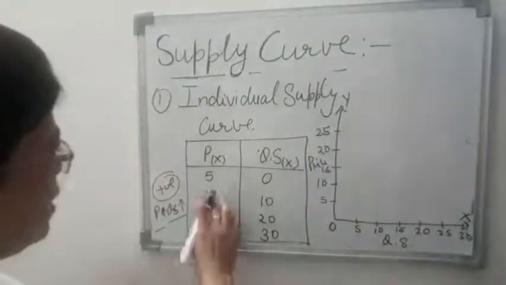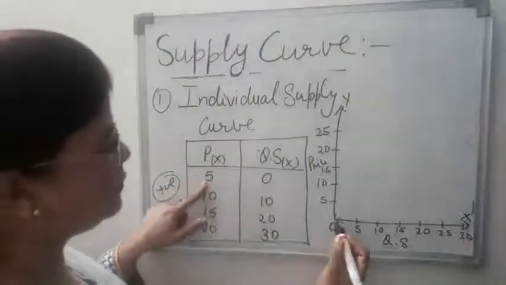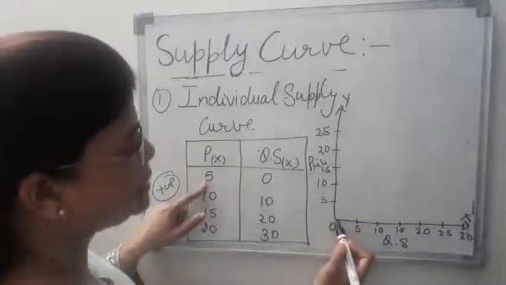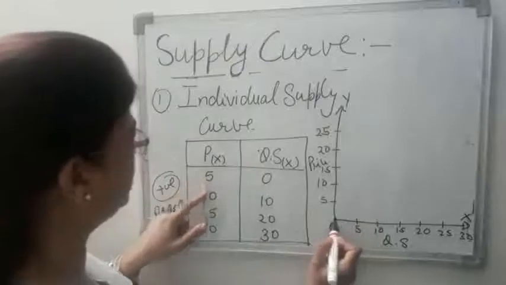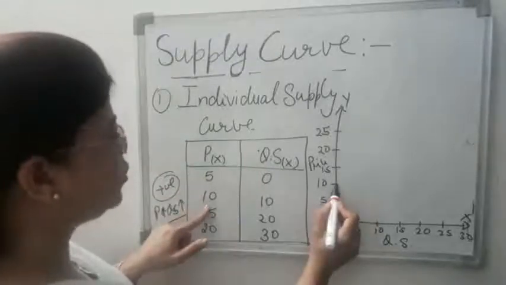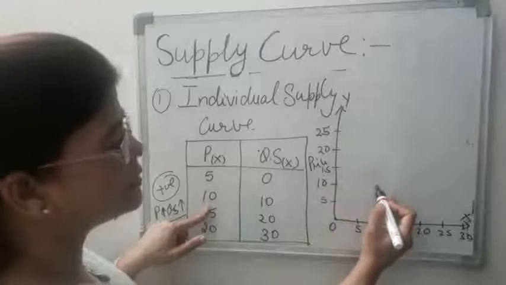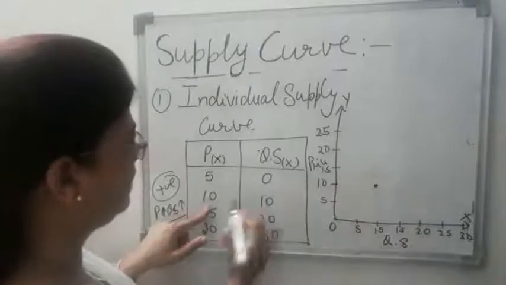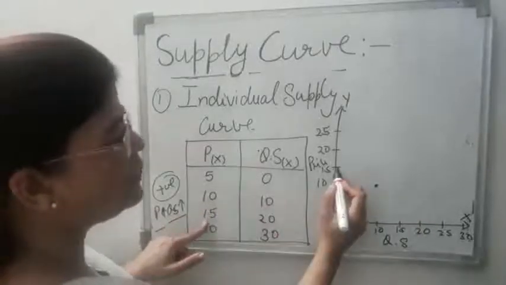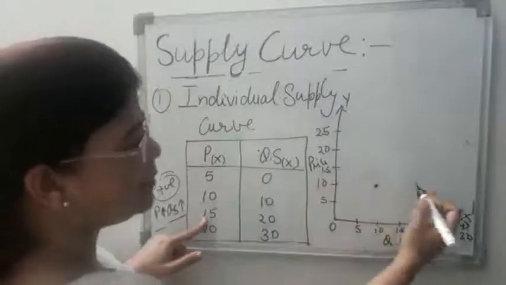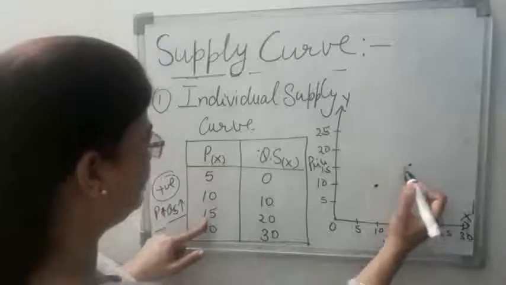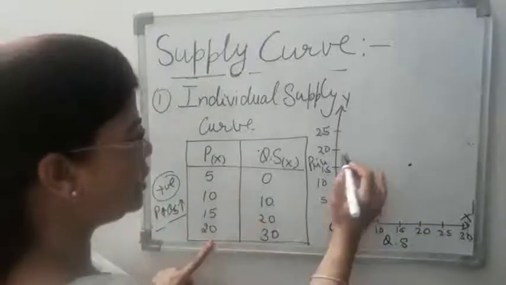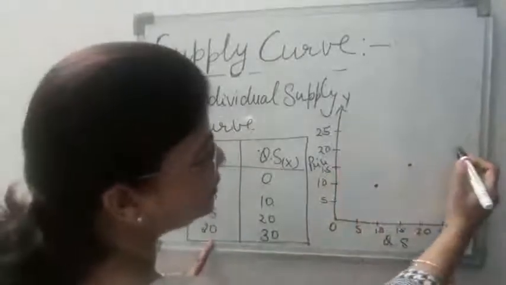When we plot a graph, when price is 5, quantity supplied is 0. So our curve will start from the origin. When price is 10, quantity supplied is 10. When price become 15, quantity supplied is 20. And when price become 20, quantity supplied become 30.